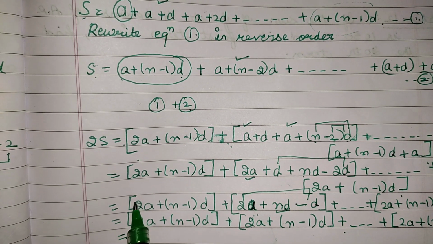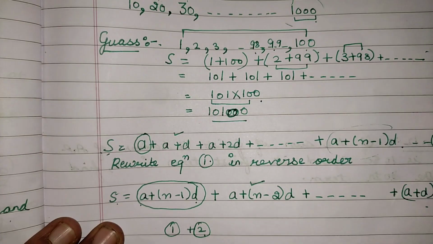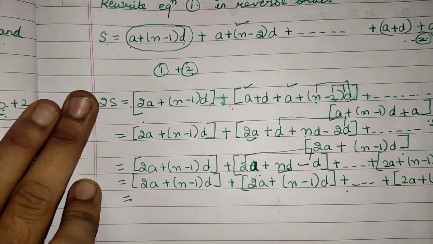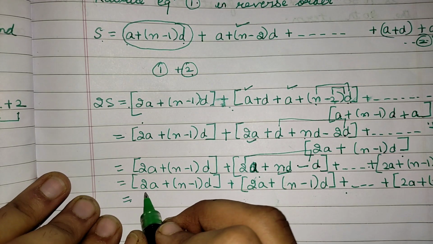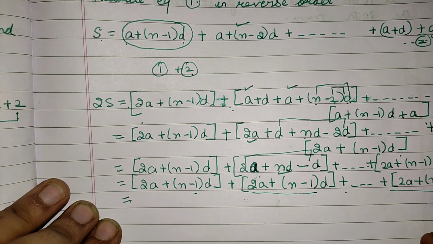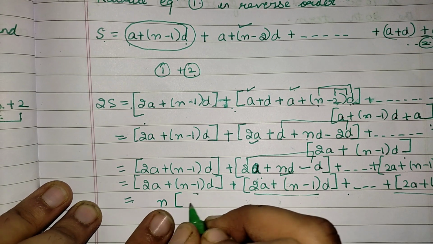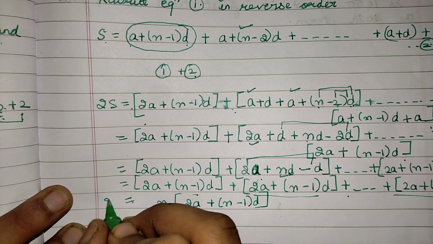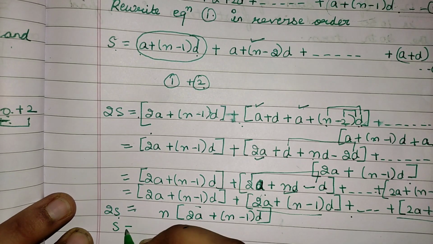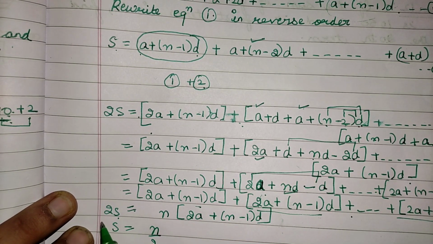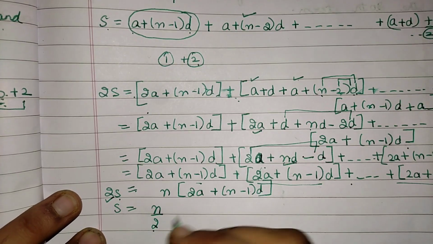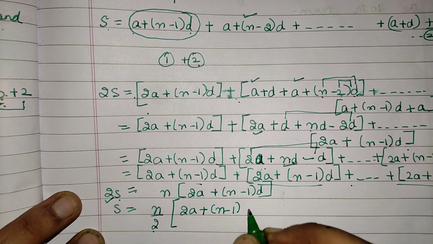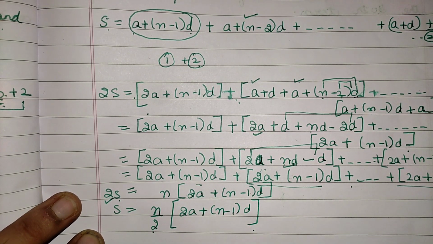So you can see that this has been converted to a similar process, meaning the same number of terms being added a number of times. So we know that there are a total of n terms which are being added and similar terms are being added. So I can write it as n into 2a plus n minus 1 into d is equal to 2S. S will be equal to, this 2 is being multiplied here, when it goes to the right hand side it will be divided. So my sum will be equal to n by 2 into 2a plus n minus 1 into d.